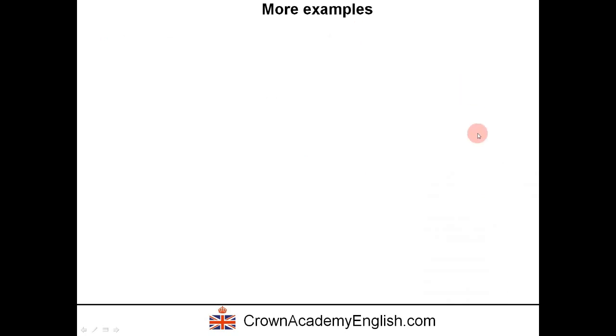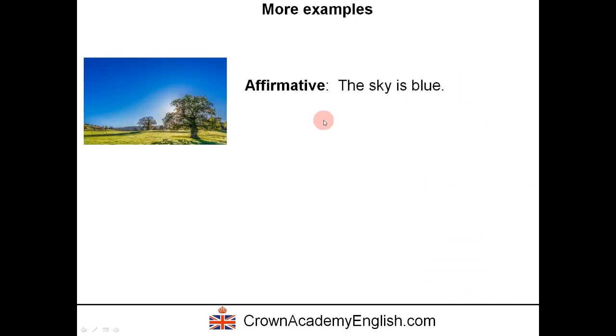More examples. So the affirmative would be the sky is blue. We're stating a fact. The sky is blue. If we ask the question, a normal question, we say, is the sky blue? So we change the order here. Is the sky blue?